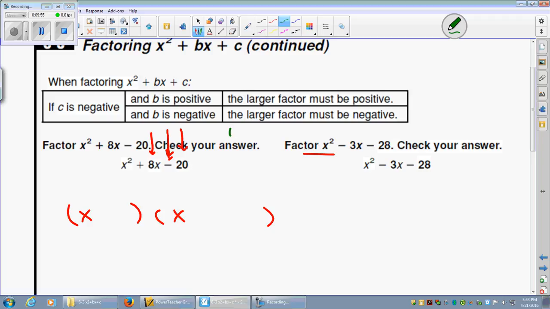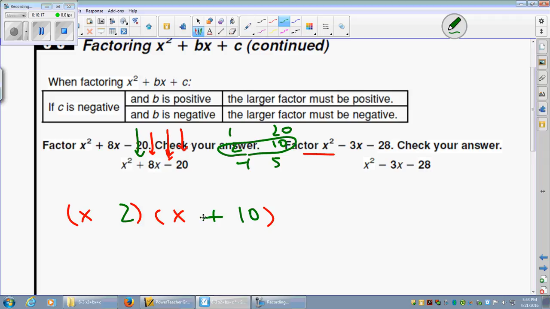Obviously 1 and 20, 2 and 10, 4 and 5. Do any of those subtract to give you 8? 20 minus 1 is 19. 10 minus 2 is 8. Oh, so it's probably going to be that one right there. So I got 10, and I got 2. And just like before, this one goes on the bigger.